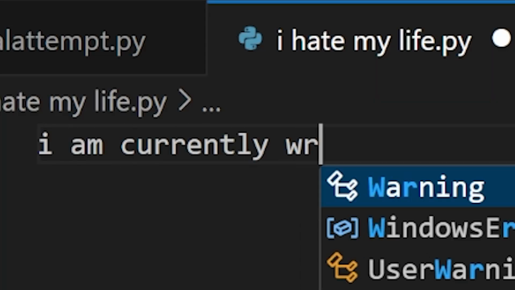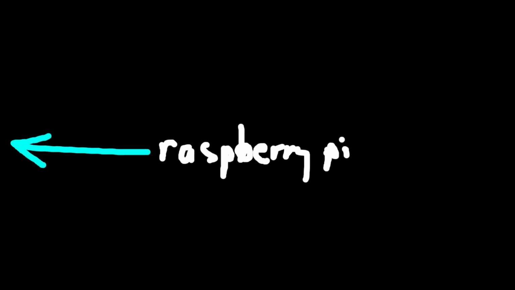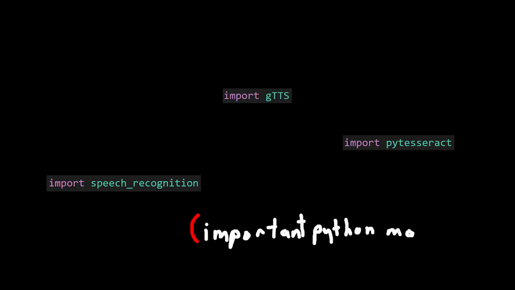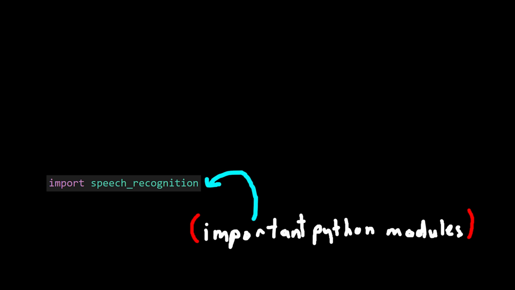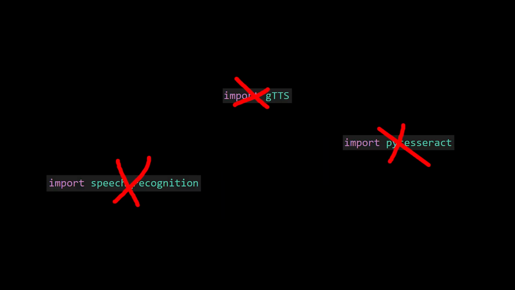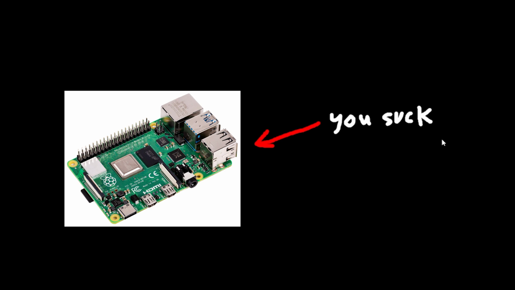The code was originally written to run on the Raspberry Pi, where it would use the microphone to start, generate the idea, then play the finished title on the speaker. But for that to work, you need a few important Python modules, such as speech recognition, PyTesseract, text-to-speech, but I couldn't get any of them to work. So basically, my Raspberry Pi was completely useless. I want to blame this on the Raspberry Pi, but I'm like 83% sure that it's my fault.